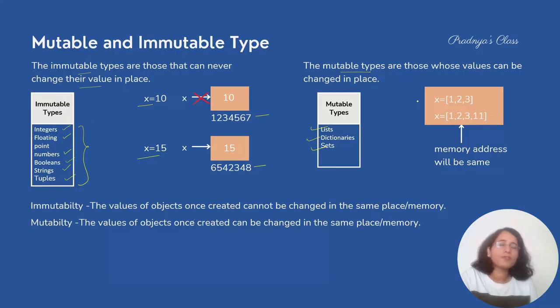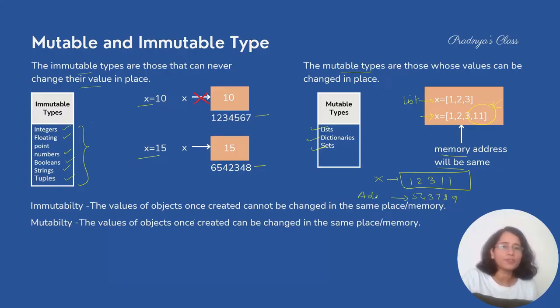Let's try to understand the concept of mutable types with one simple example. Here is one list with values 1, 2, 3. In the second statement, I am adding one more item to the list, that is 11. So the memory address of this list is the same. It is replaced at the same address. Means, if x is pointing to one memory cell with these values 1, 2, 3 and the address is some random number I am taking, it can be anything, and now I am adding the value 11 to it, so it is getting changed at the same memory address. We are not creating any new cell. So mutability means the values can be changed in the same place or at the same memory address. So hope you have understood the concept of mutable and immutable types.